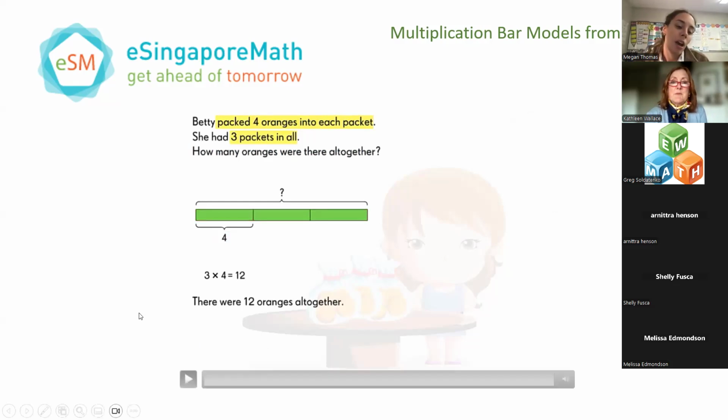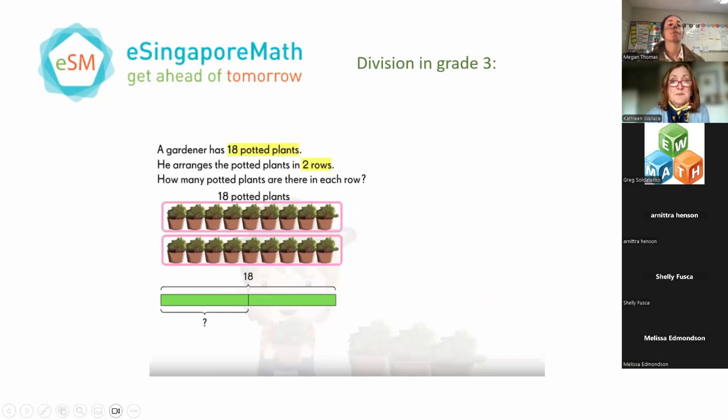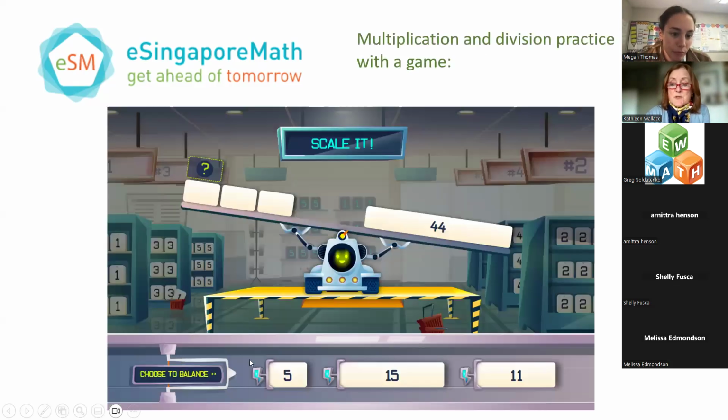There we go. So we help the children learn to work with the concept of equal groups. Some children, as they begin, will want to do repeated addition, but the program will help them with that and then push them into the more sophisticated multiplication model. Here's an example of division.